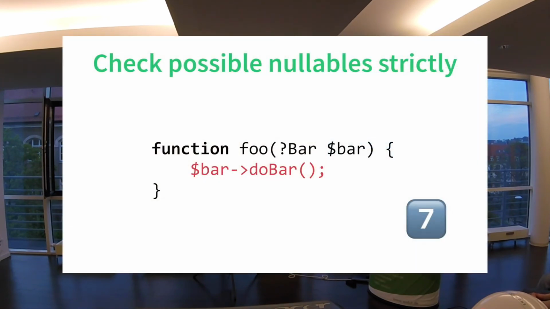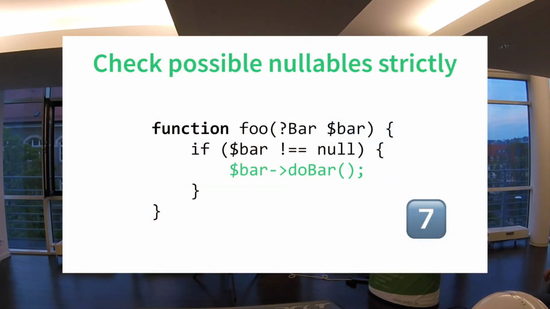And level 7 is pretty strict because it looks for possible nullables. You can recognize the question mark operator from PHP 7.1, and it's possible that $bar is either null or bar. So it's not safe to call a method on a bar because it can be nullable and it can result in calling a method on a null error, which we are all familiar with. And level 7 will require you to write code in this way.